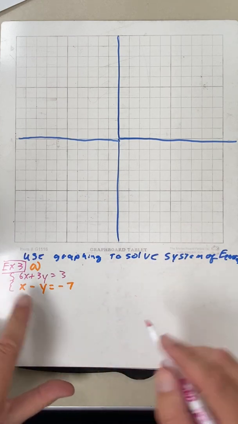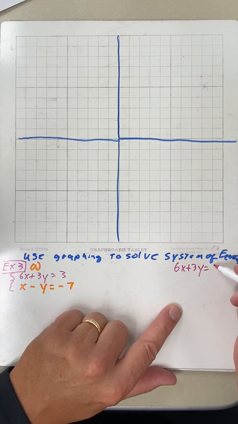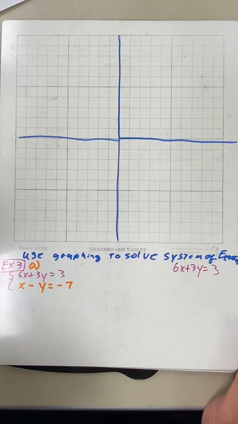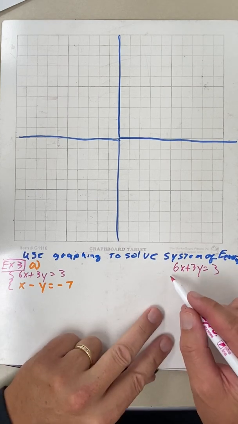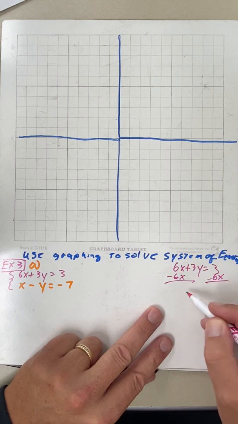I'm going to start out here with the 6x plus 3y equals 3. In order to graph these, we're going to get them in slope-intercept form. So I need to get the y by itself. So the first thing I'm going to do is subtract 6x from both sides. And we'll get 3y equals negative 6x plus 3.